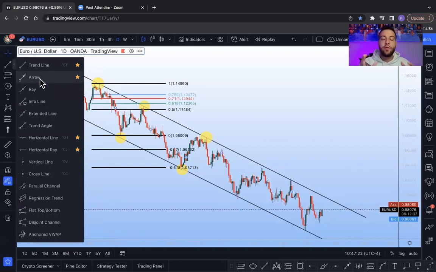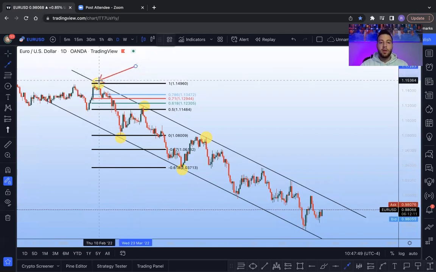It's important to remember before we continue this exercise that different pairs respect different Fibonacci levels. It's important for you to backtest a specific pair and a specific trading instrument so that you're more comfortable and you're more aware of which levels that it typically respects. Let's keep going with the exercise.